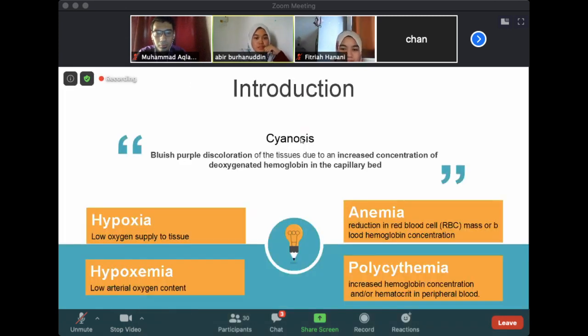Okay. For the cyanosis, let us define cyanosis. Cyanosis is bluish purple discoloration of the tissue due to increase in concentration of deoxygenated hemoglobin in the capillary bed. So here I provide the definition of hypoxia, hypoxemia, anemia, and polycythemia so that it will not be confused. Hypoxia is low oxygen supply to tissue. Hypoxemia is low arterial oxygen content. Anemia is reduced hemoglobin. Meanwhile, polycythemia is the increase in hemoglobin concentration.